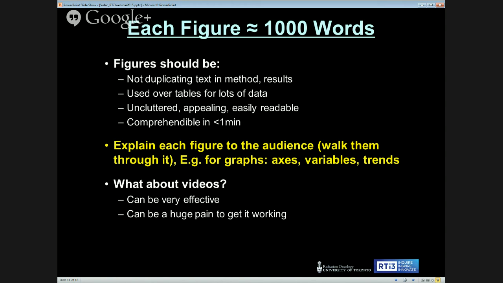Videos I'm not going to talk about. They can be very effective, especially when showing a procedure. Jean-Pierre used a video. It definitely gets your attention.